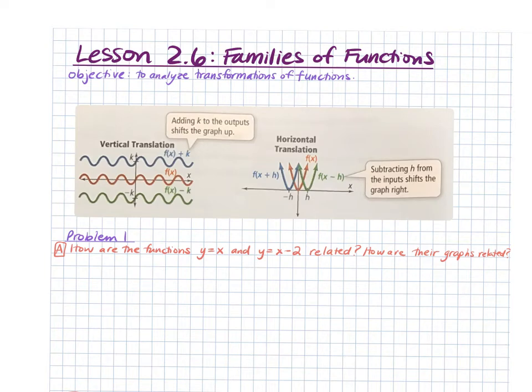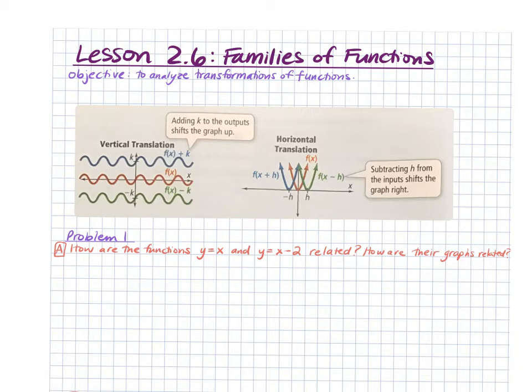Okay, this is the Algebra 2, lesson 2.6, families of functions. In this video lesson, we're going to analyze transformations of functions. So here's an example of a graph, this red graph here, f of x.